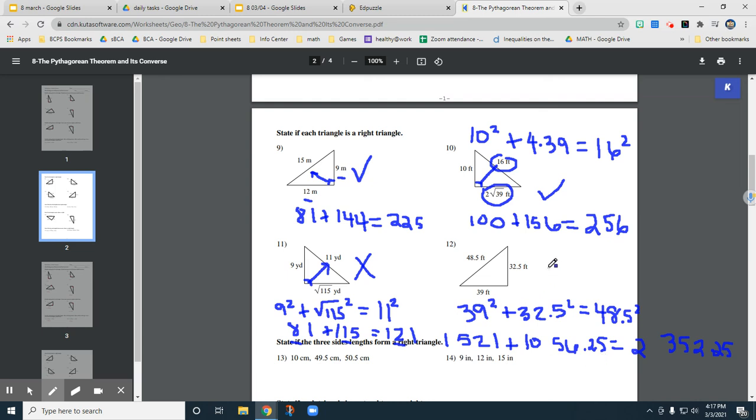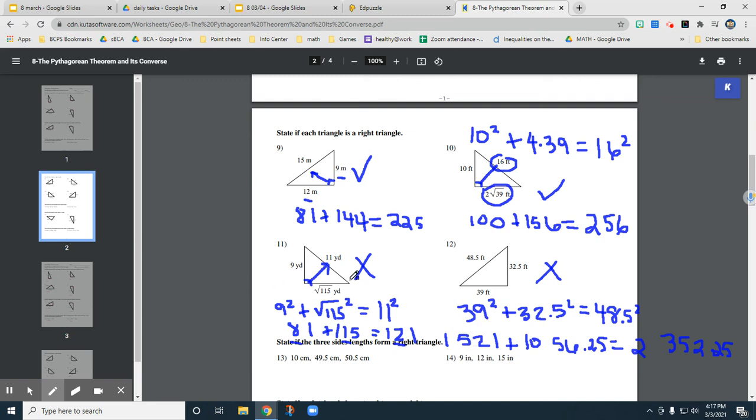We do not. So this is not a right triangle. I'm going to double check it. Yeah, we do not. Sorry. Sometimes I second guess myself. Had to check it.